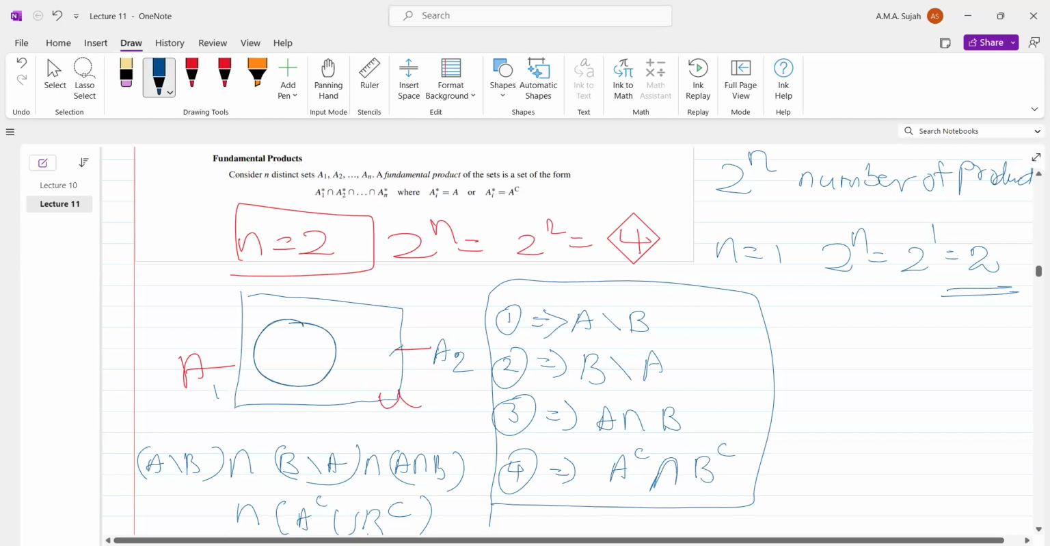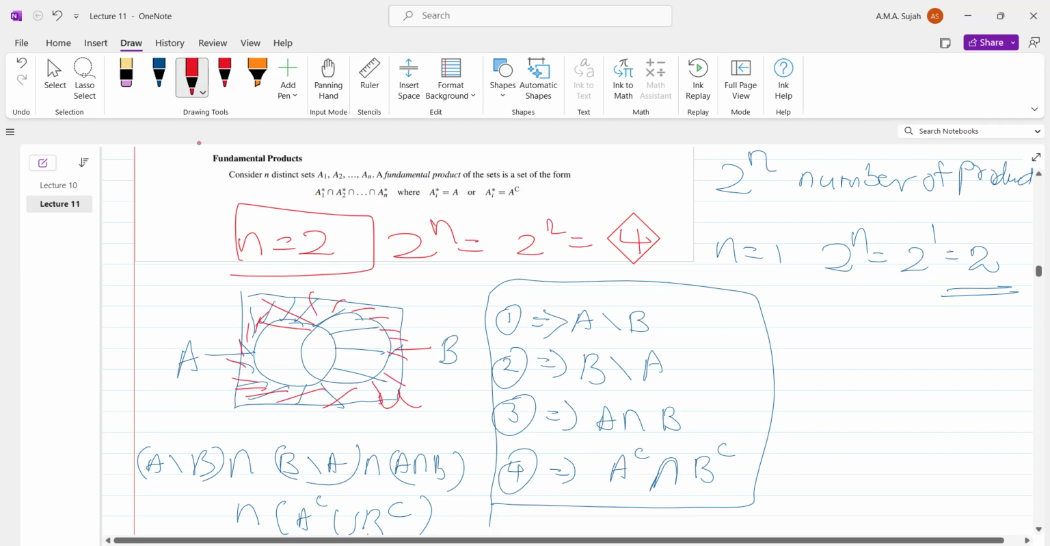If you look at here, this is A1, this is A2. Maybe this one is A, this is B. So A complement means outside this area, outside A. Similarly, B complement means outside B. So what is the common area for both?